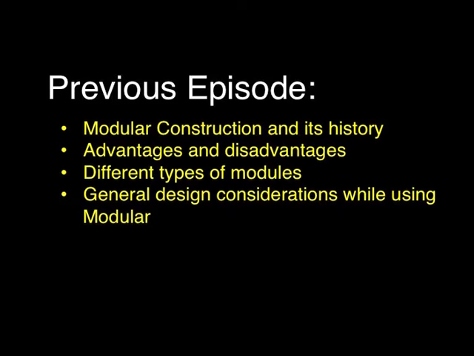construction and its history. We saw advantages and disadvantages of modular construction. We saw the 2 different types of modular construction. We saw different types of modules which can be constructed, from a simple wall shape to a complex room shape or a much bigger module too. We saw the general design considerations which we need to take care of while using modular construction. We saw some disadvantages of modular construction too. And in this episode, we'll be moving forward to look at long span structures.